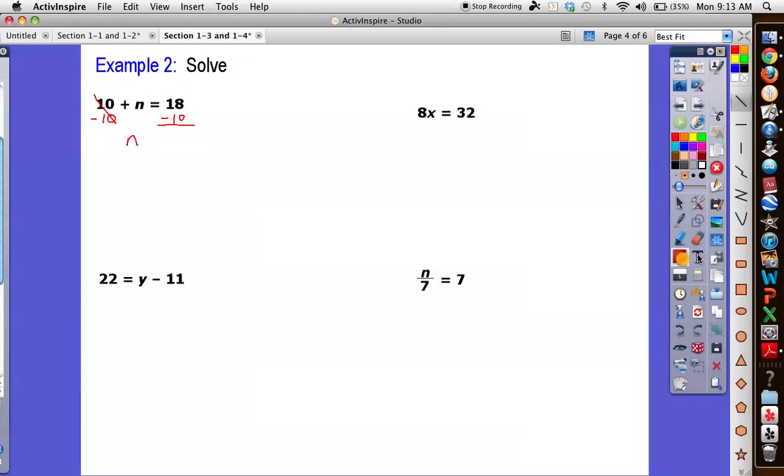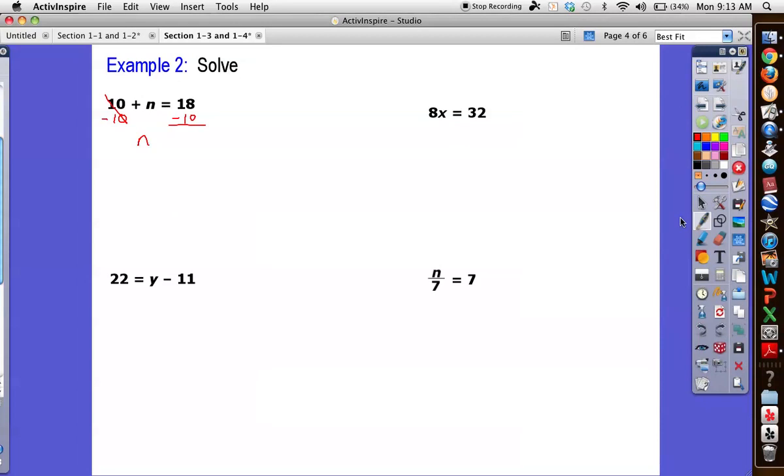So if I covered this up, if I covered up this left side here, of course it's not going to work. If I covered that up, all I would have on the left side here would be n. On the right side, I have whatever 18 minus 10 is. It's 8. So notice what I've done here. By taking away the 10, I've isolated this variable. I've gotten it by itself to show that it's actually 8.